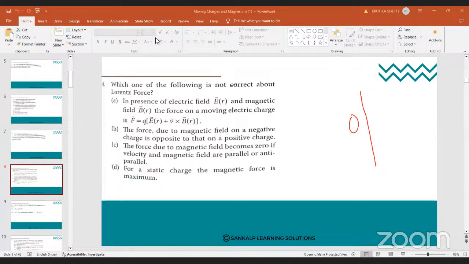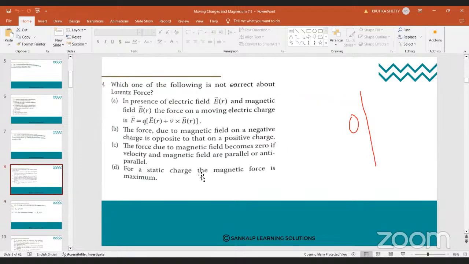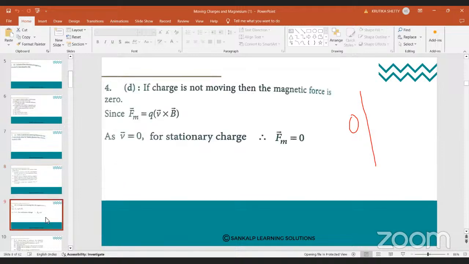The first is correct. Option D? Okay. Yes, very good. If a charge is not moving, then the magnetic force is zero. Because velocity is zero, the magnetic force is zero. So option D is the correct answer. For a static charge, the magnetic force is not maximum.